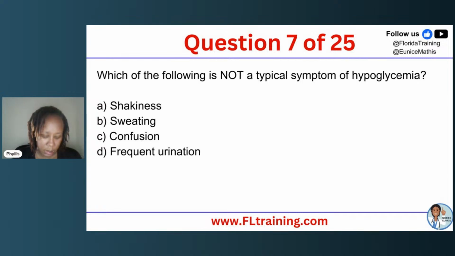Give you guys time to get those answers in. A, B, C, or D.